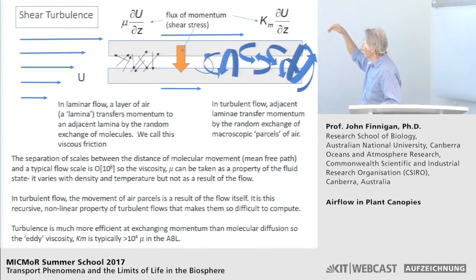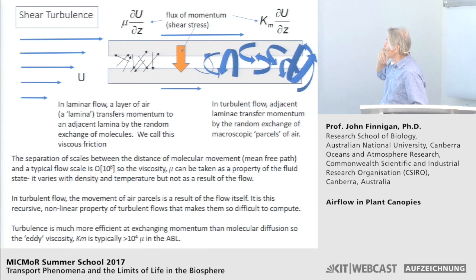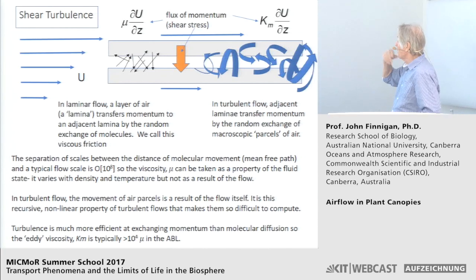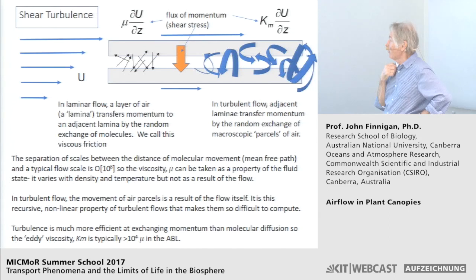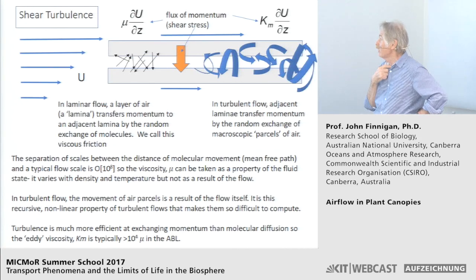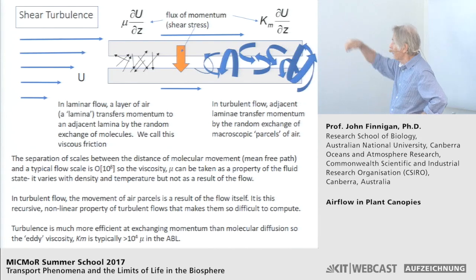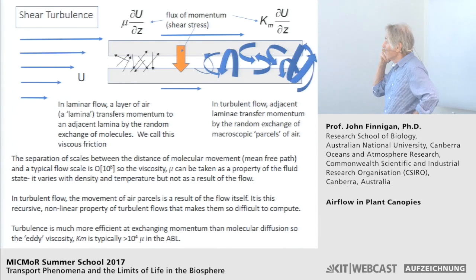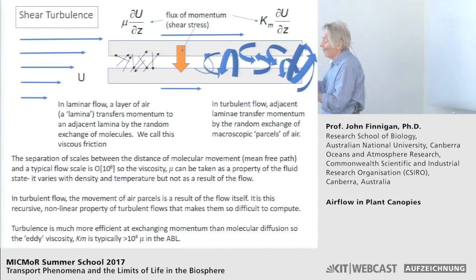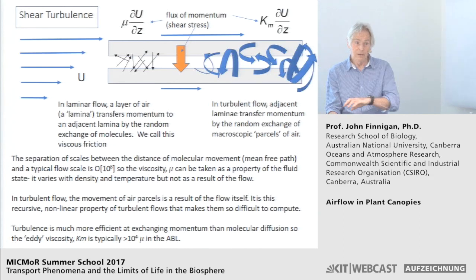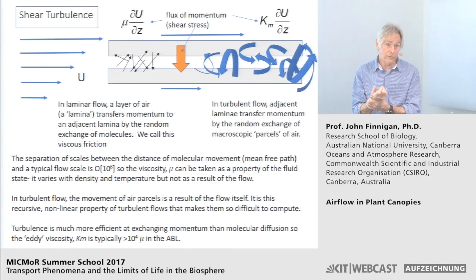And we have this flux of momentum, which we also refer to as the shearing stress, between the faster moving lamina and the slower moving one below. And the flux of momentum in the laminar side is given directly by the viscosity times the gradient of velocity, the rate at which the velocity is changing across the flow. In turbulent flow, the adjacent laminae transfer momentum by sending macroscopic lumps of air between the fast and slow moving fluids.